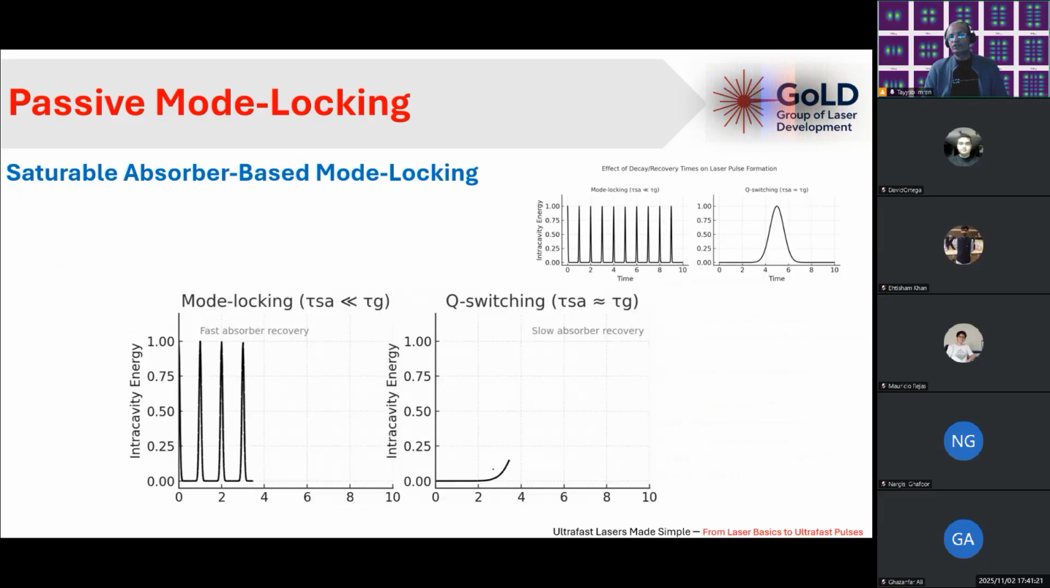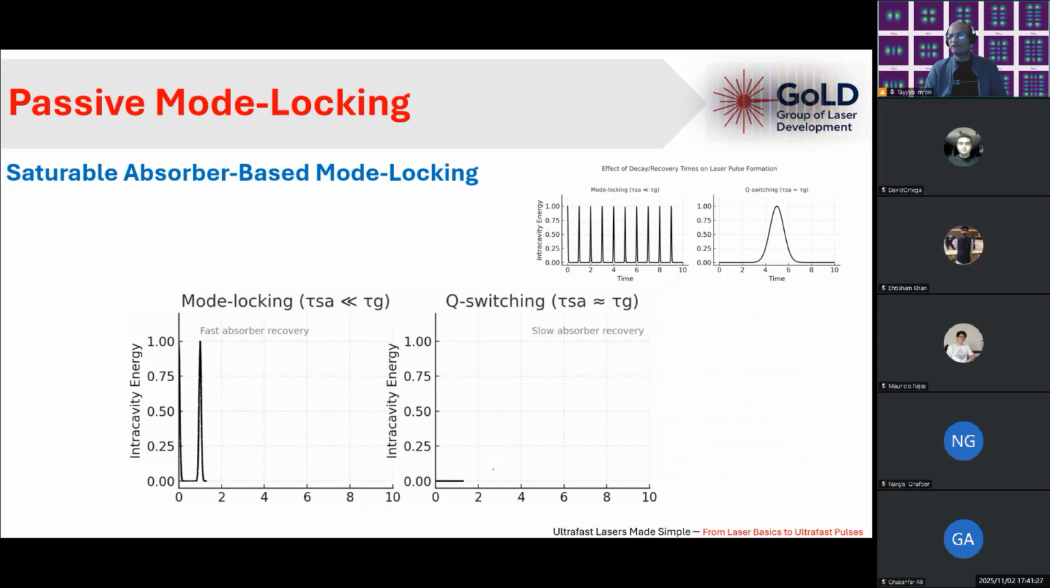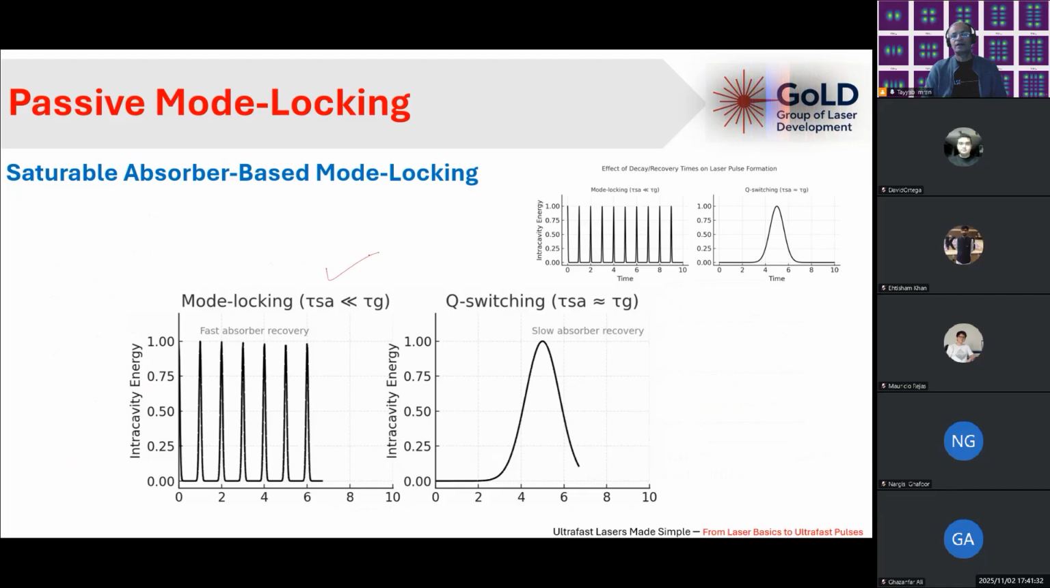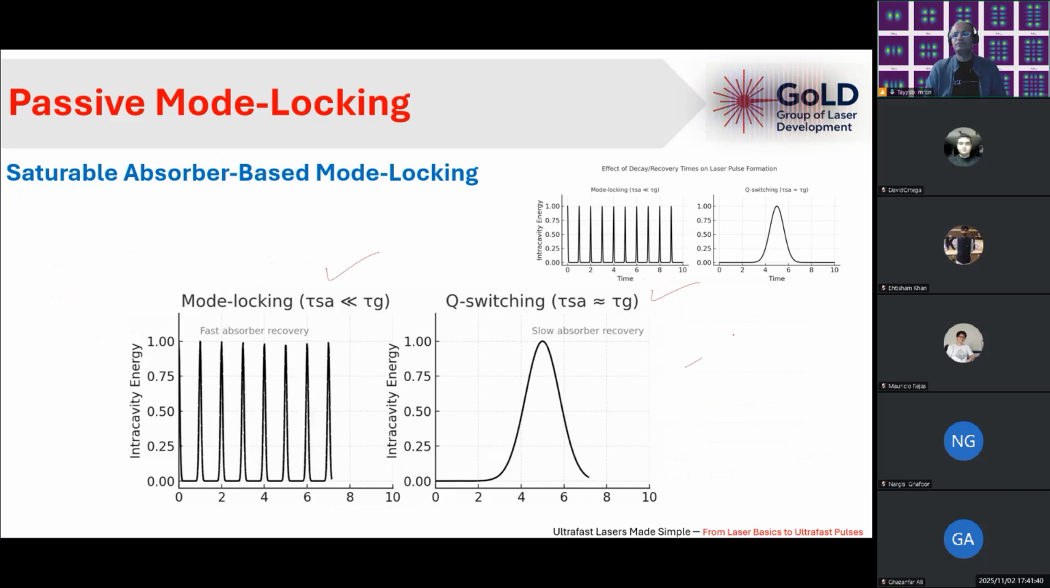So what do you see here? This is an animation. On the left side you have mode-locked pulses, and on the right side you have Q-switched pulses. You can see the same thing here.